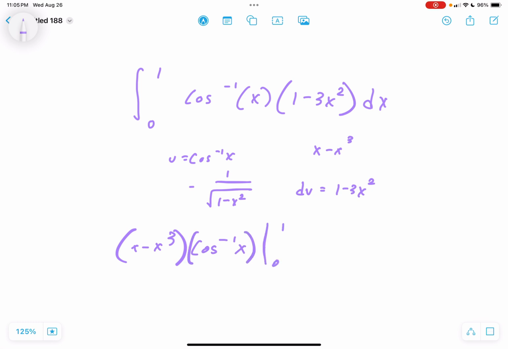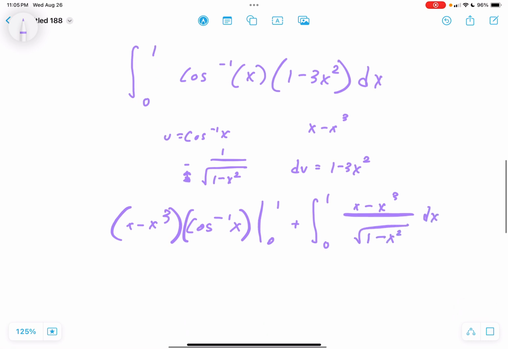from 0 to 1 minus the integral from 0 to 1 of, and really that's going to become a positive, right? Because minus, and here's a minus right here, this minus here. So this really becomes plus the integral of x minus x cubed over the square root of 1 minus x squared dx.